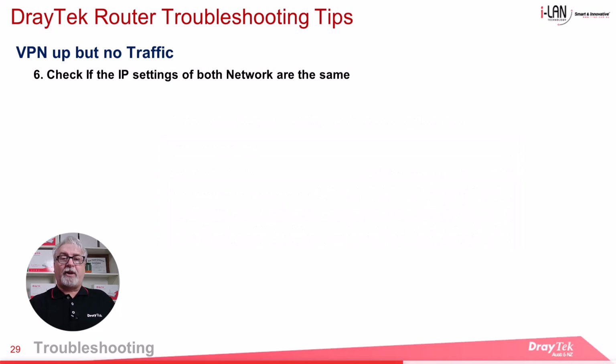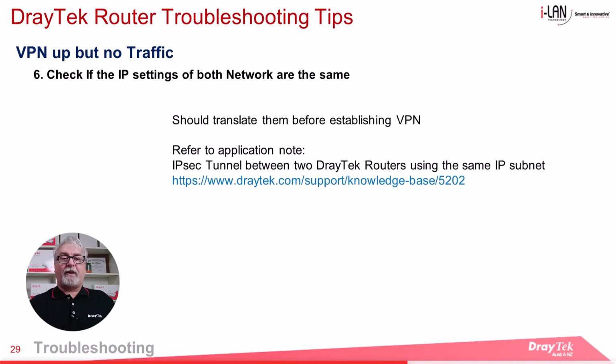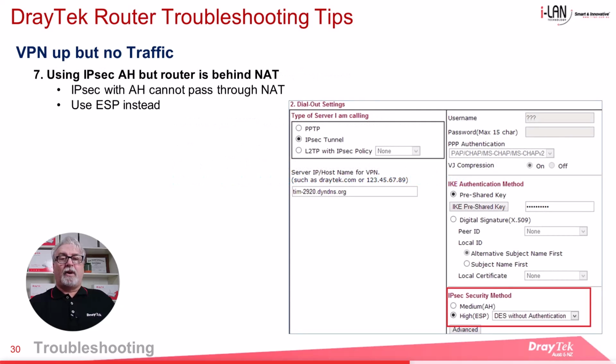Please note that if the IP subnet of both the local network and remote VPN networks are the same, it'll cause a conflict. To overcome this, you'll need to translate them to a virtual subnet before establishing the VPN. You can refer to the application notes shown here for detailed instructions on how to do this. You'll find that one linked below as well. Also note that IPsec with AH cannot pass through NAT, so if any routers are behind NAT, it's necessary to create the IPsec tunnel with ESP instead.